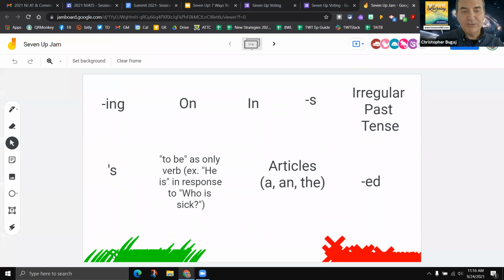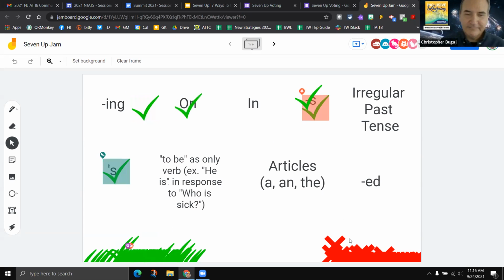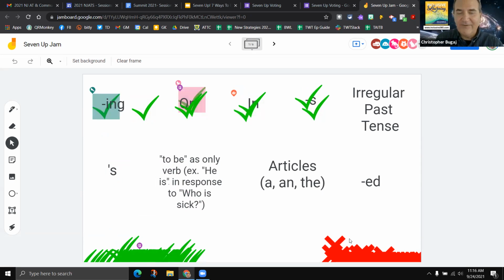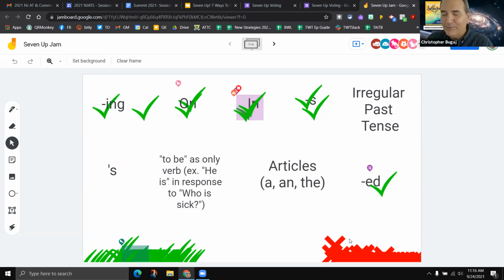And all I'm going to ask you to do is, you'll note down at the bottom there's a green check mark and there's a red X. Here's what I'd like you to do. If you've explicitly taught this as a target in your intervention, put a green check mark on it. But if you haven't explicitly taught it, then put a red X on it. Let's see where our instruction lies, just for the people in this room.